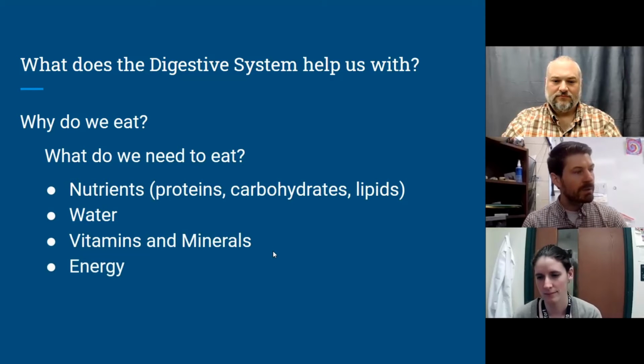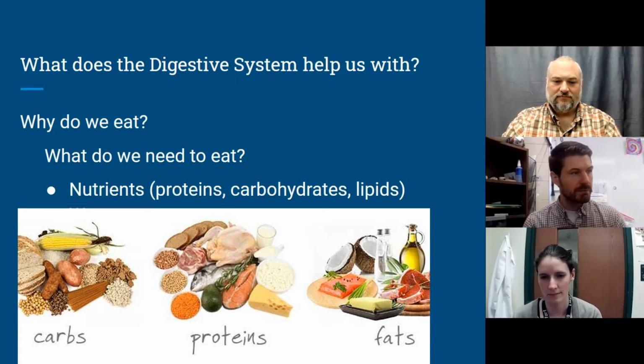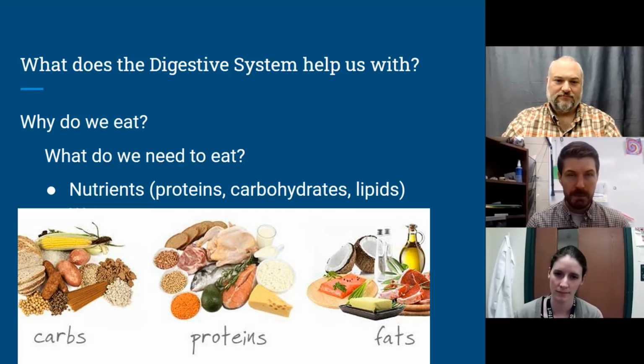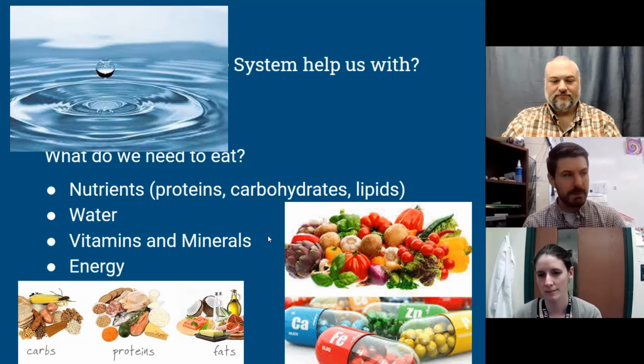So what do we need to eat? We need nutrients, proteins, carbs, lipids. You'll recognize those from our unit on macromolecules. Those are things that all living things contain. We need water, vitamins, minerals, and energy, which we primarily get from our carbohydrates or from the lipids, our fats.